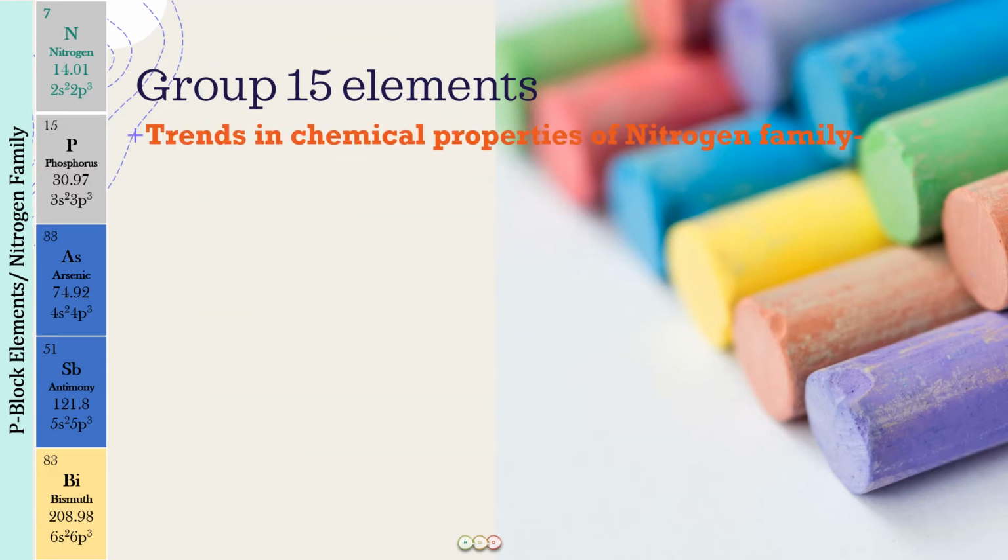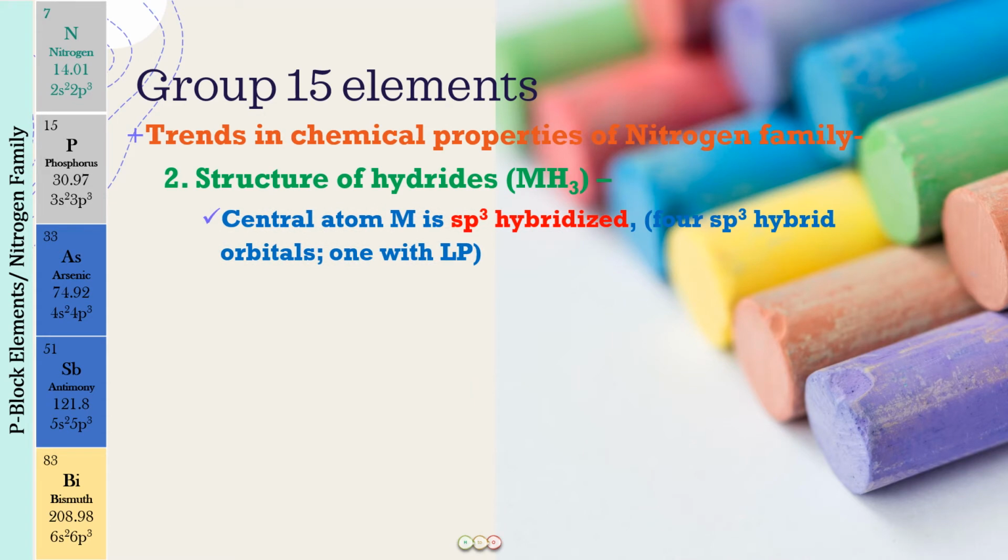Good. So now we can generalize the structure of ammonia to the structure of all the hydrides. If the central atom is M, a group 15 element, all the group 15 element hydrides will have the central atom M sp3 hybridized.